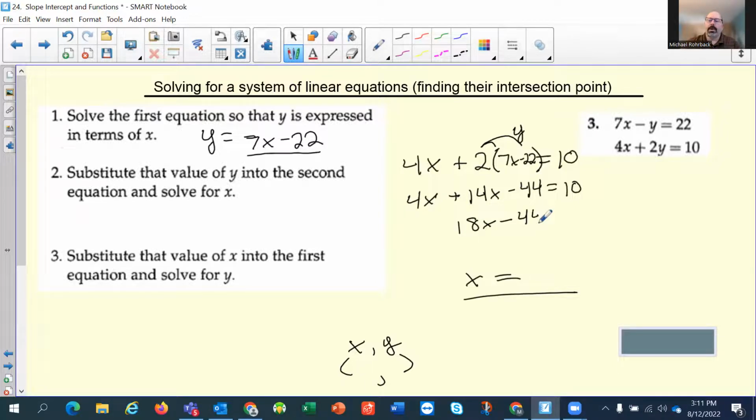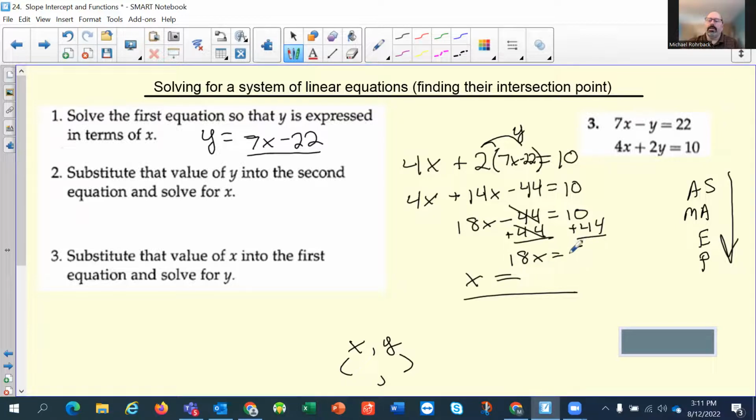Minus 44 equals 10. We need to get rid of minus 44 because remember, we're doing PEMDAS backwards. So instead of please excuse my dear Aunt Sally, we're taking care of addition, subtraction first, then multiplication, division, then exponents, then parentheses. We're doing it backwards because we're untying the knot. We're going to get rid of this minus 44 by adding 44 to both sides. So 10 plus 44, this becomes 0. We have 18x equals 54.